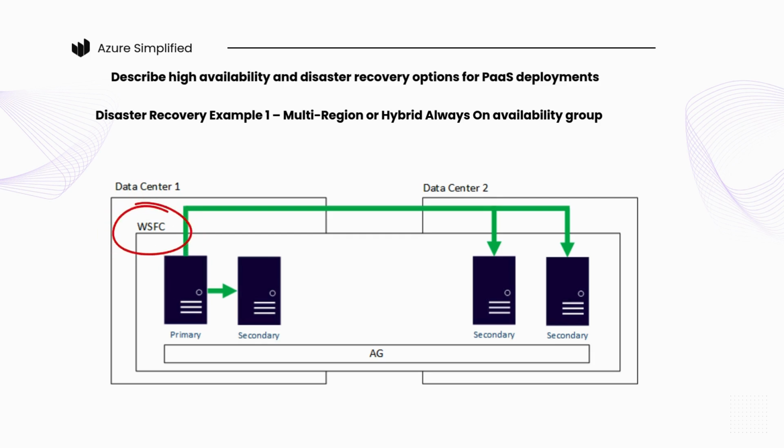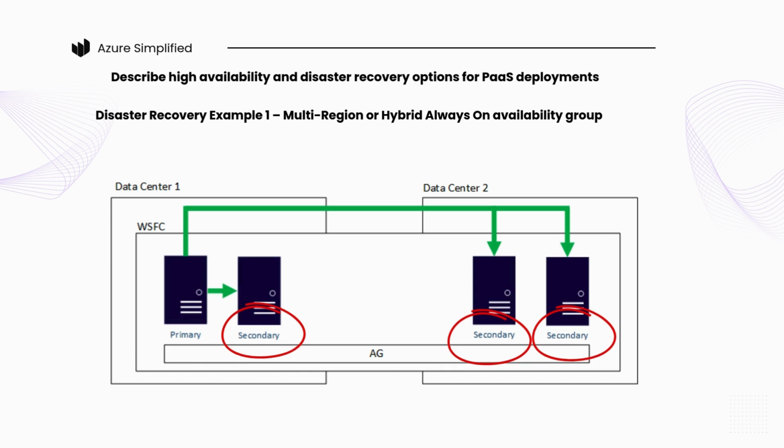Windows Server Failover Cluster, WSFC. The SQL servers are part of a WSFC, which manages failover at the cluster level. WSFC ensures that if the primary SQL server fails, one of the secondary SQL servers takes over. Primary and secondary replicas. Primary replica, active node: the primary SQL Server instance in Data Center 1 handles all read and write operations. Secondary replicas, passive nodes: there are 3 secondary replicas, 1 in Data Center 1 and 2 in Data Center 2.